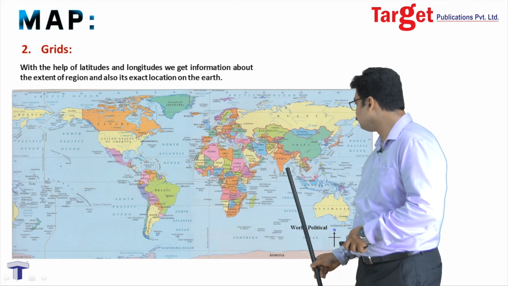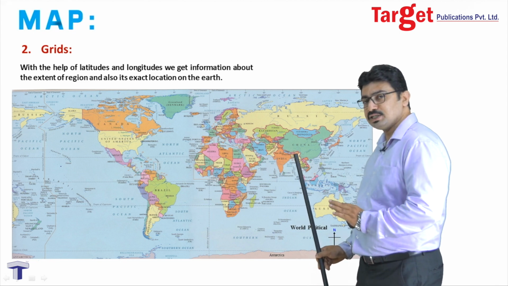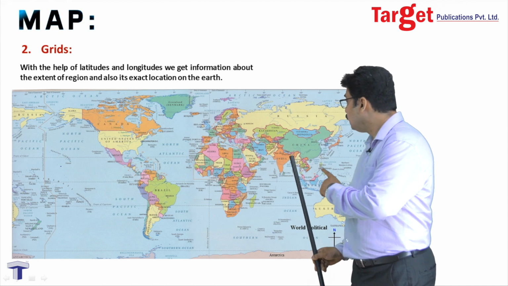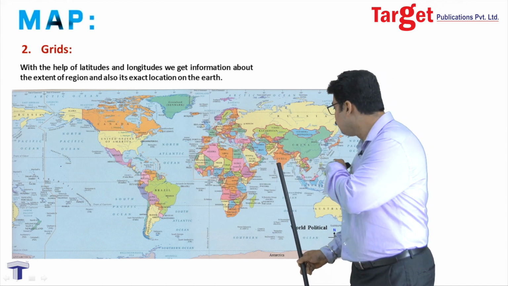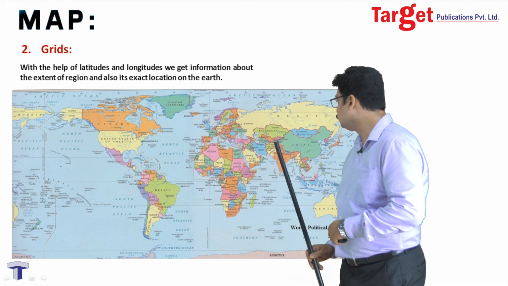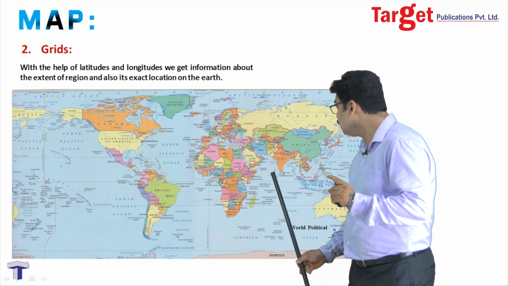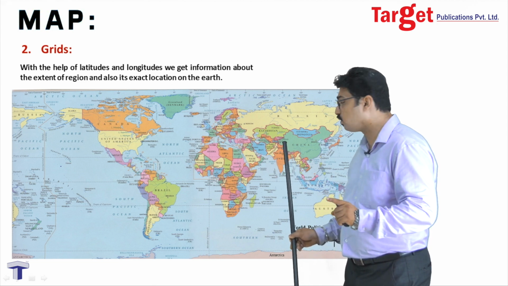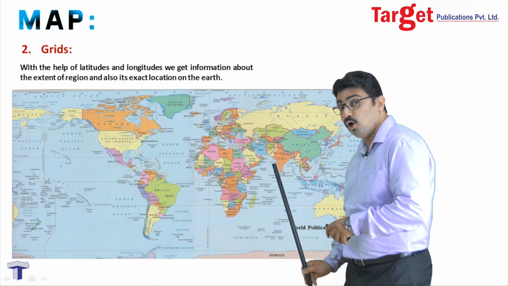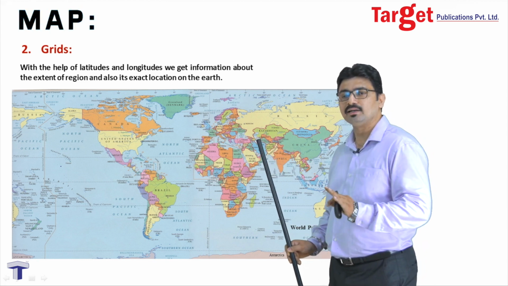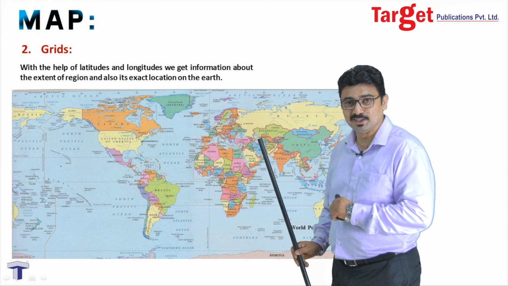It's over here. Now, if we try to understand the extent of India, it is from 8 degrees 4 minutes north up till 37 degrees 6 minutes north. Again, 8 degrees 4 minutes north to 37 degrees 6 minutes north, which means both the latitudes on the extreme ends are in the northern hemisphere. Our entire country is in the northern hemisphere.